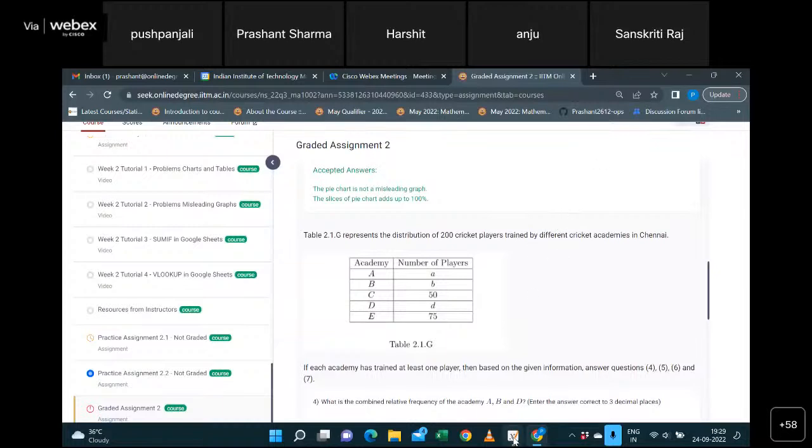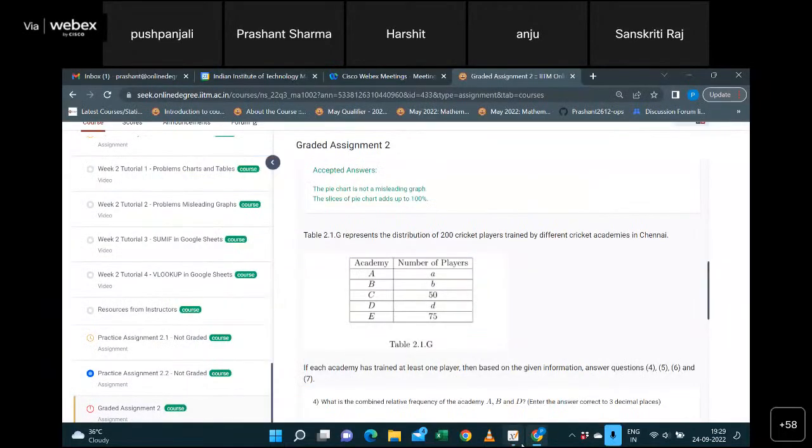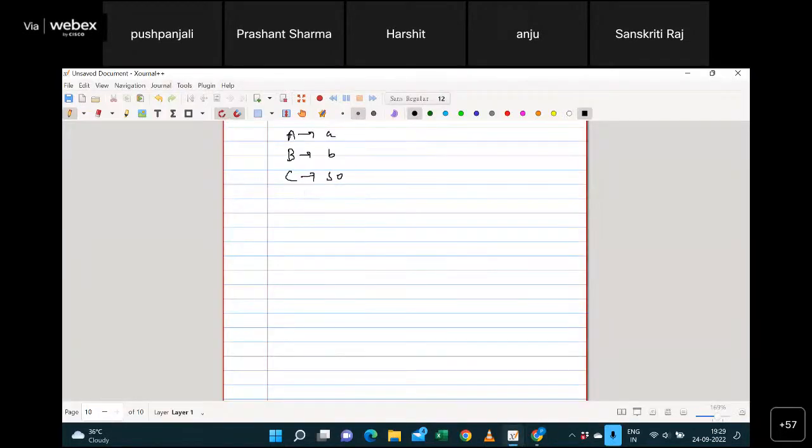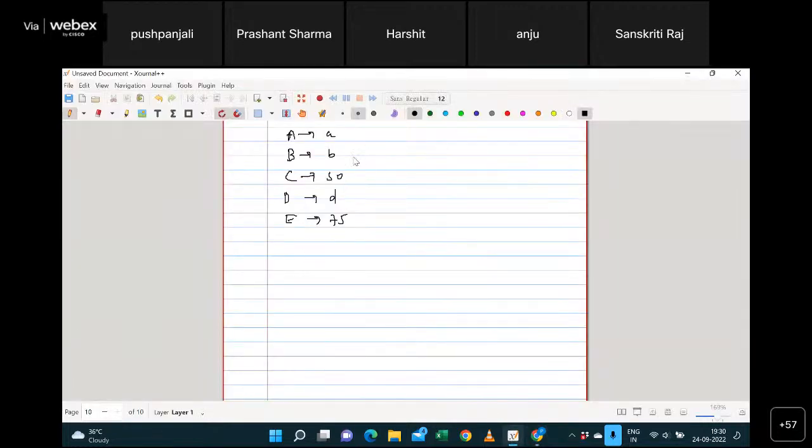Okay, let's complete. A has frequency A, B has B, C has 50, D has D, and E has 70. If you read the question carefully, each academy has trained at least one player, right? So what is the mode? That means each academy has at least one player, and there are 200 cricket players in total in the question.